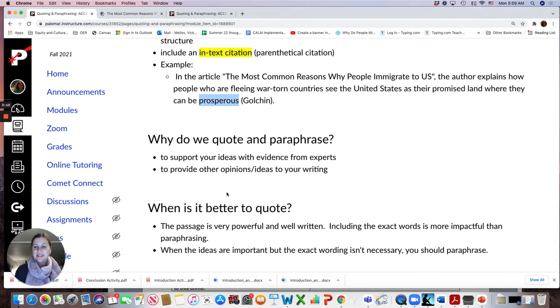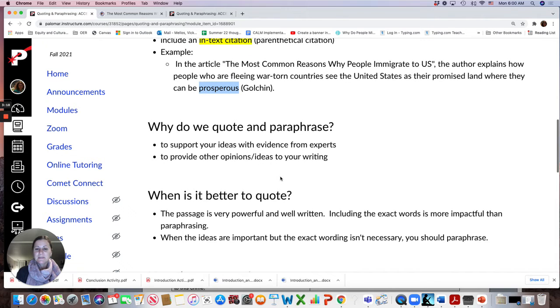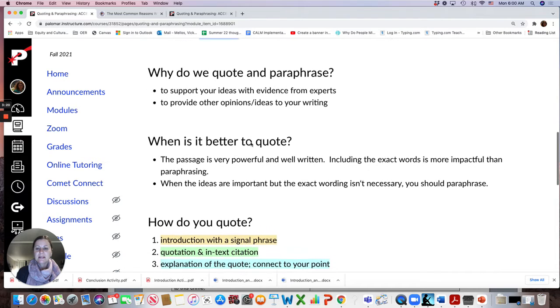Why do we quote and paraphrase? This gives support to your ideas with evidence from experts, and it provides other opinions and ideas to your writing. So it's helpful to do this in your writing.